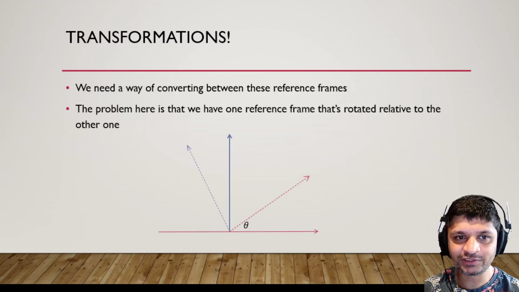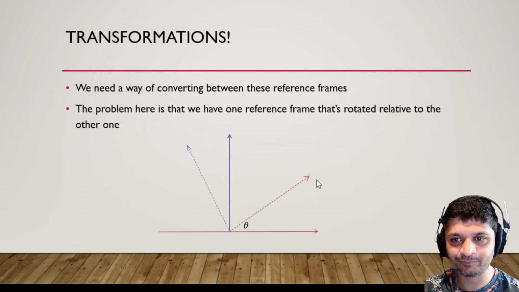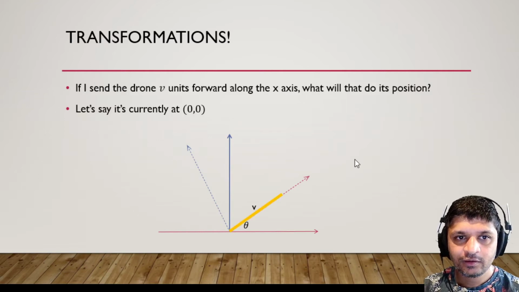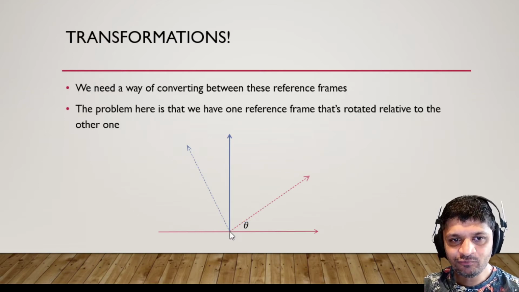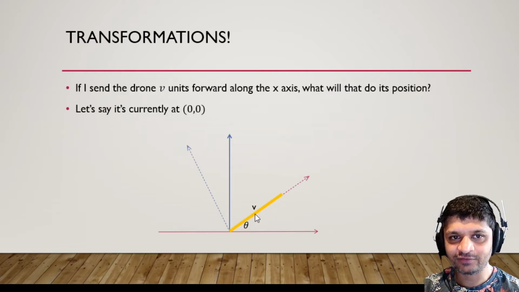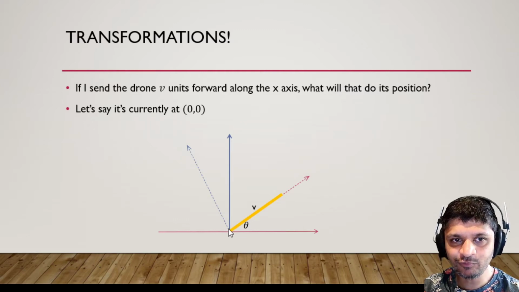So we sort of have a situation like this. We have our world axis denoted by the solid axes, and then rotated by an angle of theta, we have our drone's axis, right? Our robot axis, okay, or our robot reference frame. So the question becomes, if we sent our drone forward along its x-axis, what would that do to its position? Okay, so let's say the drone is at 0, 0. Okay, the drone is currently sitting here. If I move v units along the x-axis, where will the drone be then?